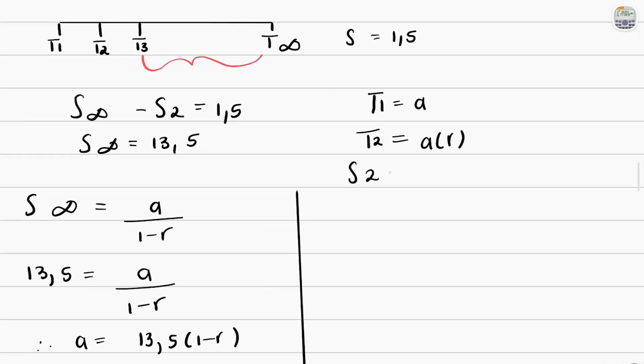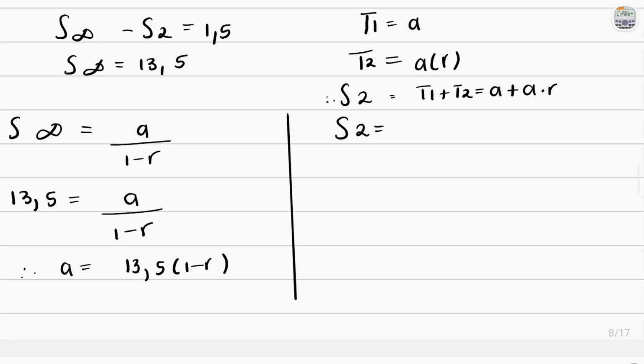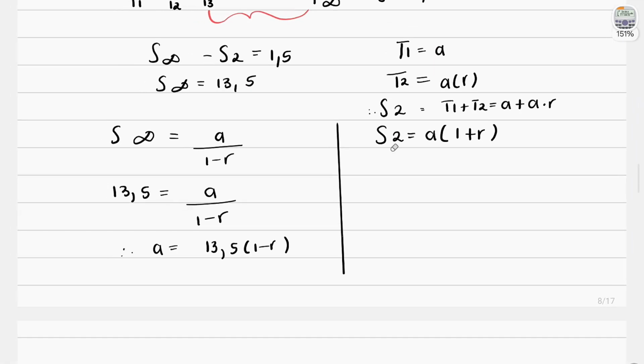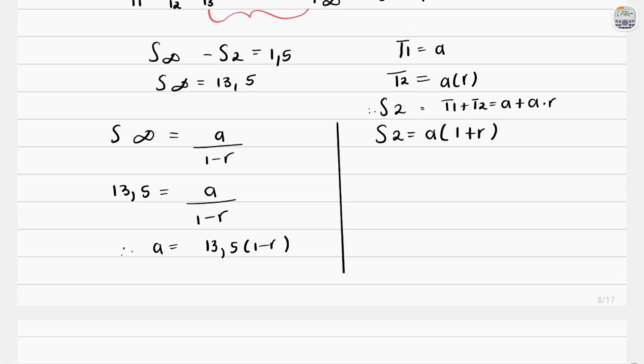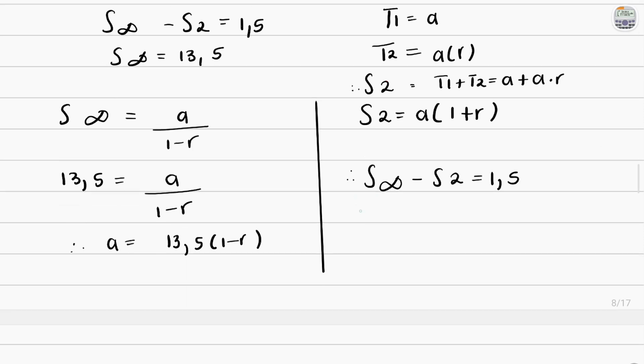So the sum of 2 terms is term 1 plus term 2, which is really just a plus a times r. Okay, so the sum of these 2 terms will equal, taking out the common factor of a, a times 1 plus r. So that is the sum of 2 terms. And now we can rewrite this. We're saying that the sum to infinity minus the sum of 2 terms is equal to 1.5. We know the sum to infinity is 13.5, and this is minus a times 1 plus r is equal to 1.5.